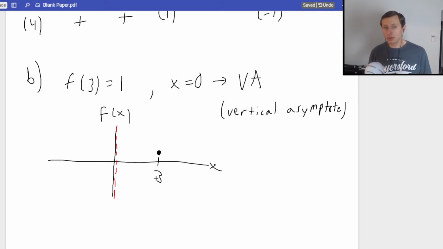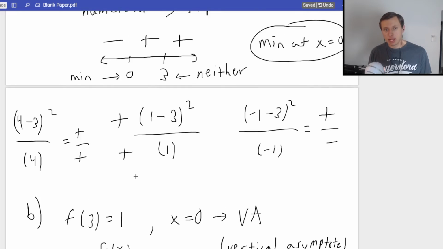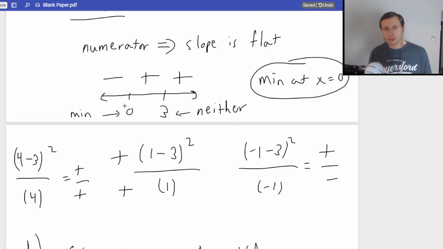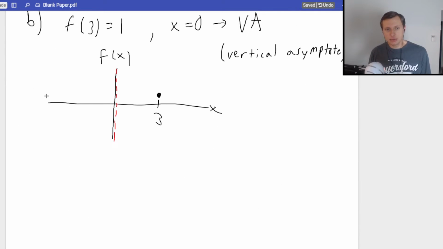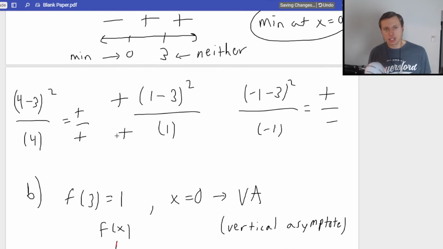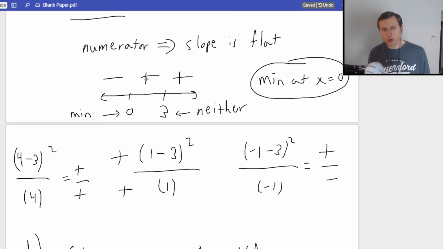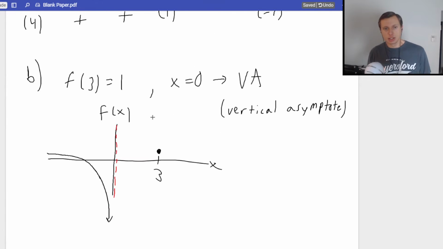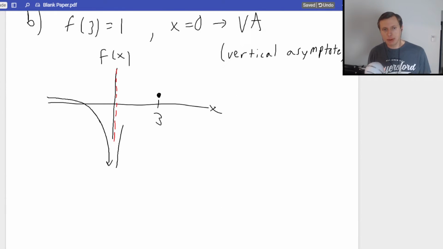Now, I don't know what's going on at any other points, but I do know this. Looking back at my number line, it's negative slopes before 0. So it's negative slopes. Well, where does it go to if it's just negative? Since it's an asymptote, it's going to negative infinity, like that. And then on the other side, it's increasing from 0 because of the positive slope right there. So if it's increasing, then it's going up, up, up.